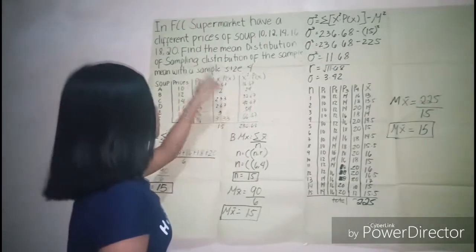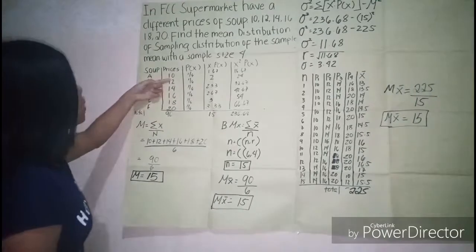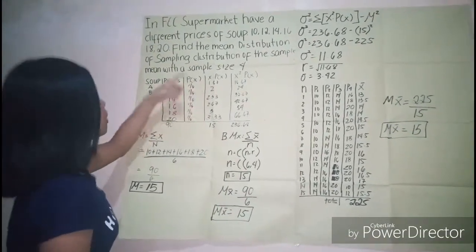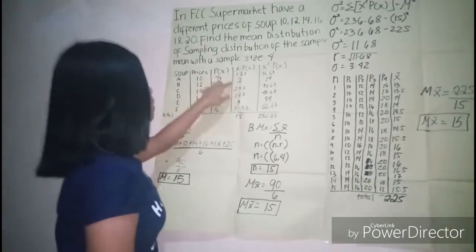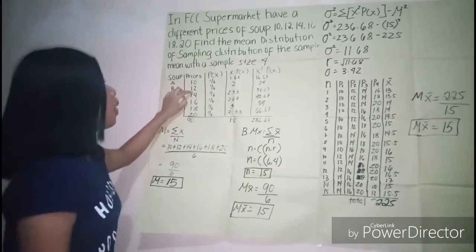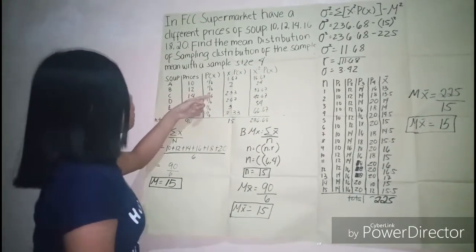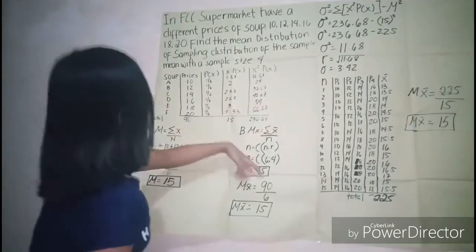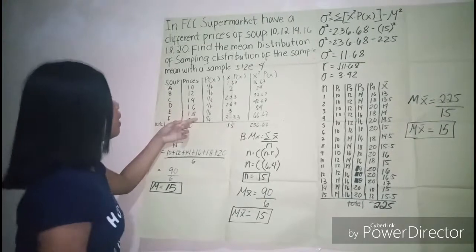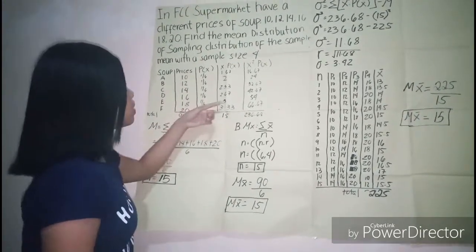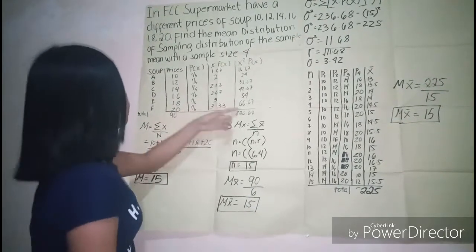Then the second is how to solve X squared times P of X. 10 squared times 1 divided by 6 is equal to 16.67. 12 squared times 1 divided by 6 is equal to 24. 14 squared times 1 divided by 6 is equal to 32.67. 16 squared times 1 divided by 6 is equal to 42.67. 18 squared times 1 divided by 6 is equal to 54. 20 squared times 1 divided by 6 is equal to 66.67.